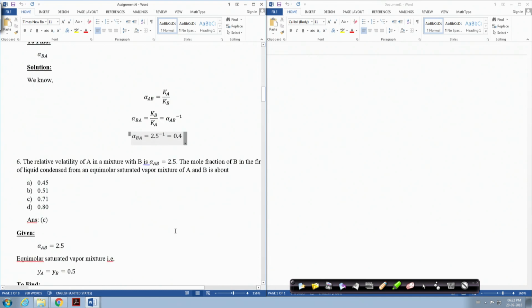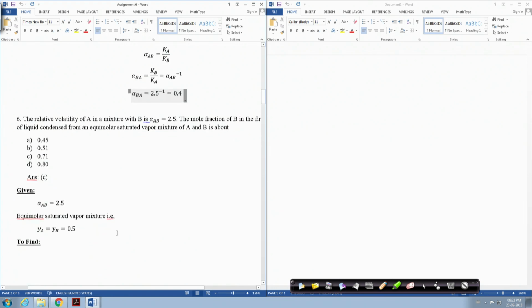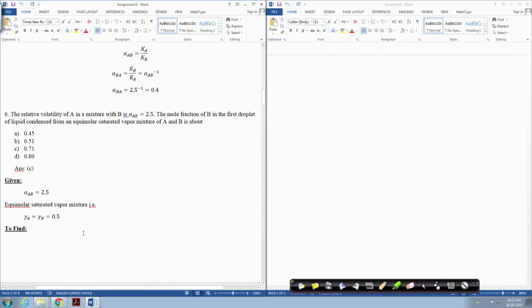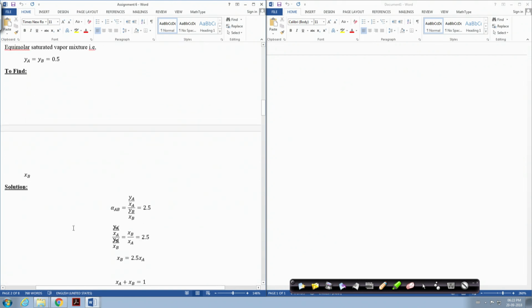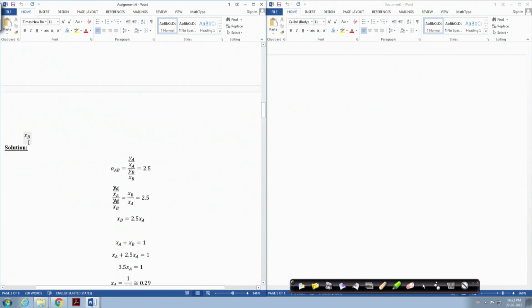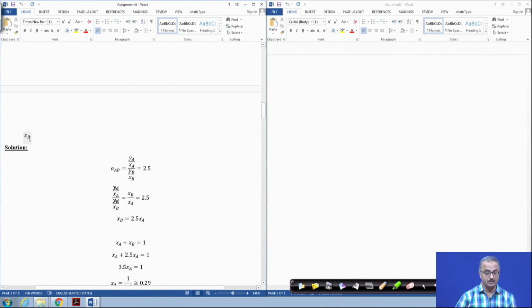In a similar fashion, you have the next question on relative volatility again, and in this particular case you have been asked to find out the concentration, and the volatility is given like this. It is an equimolar vapor mixture, so the mole fractions are the same for both components, and you are required to find the mole fraction of component B in the liquid.